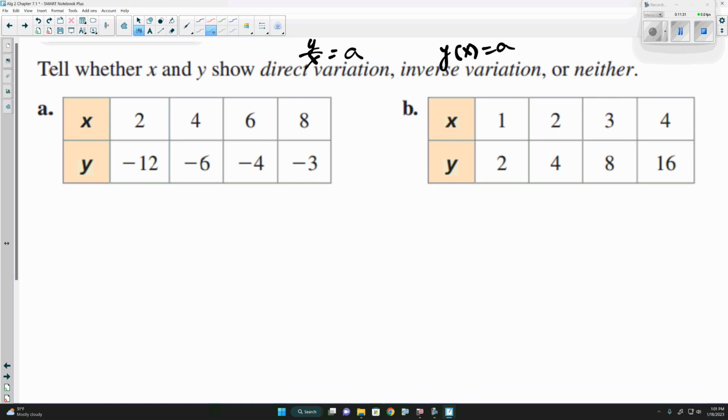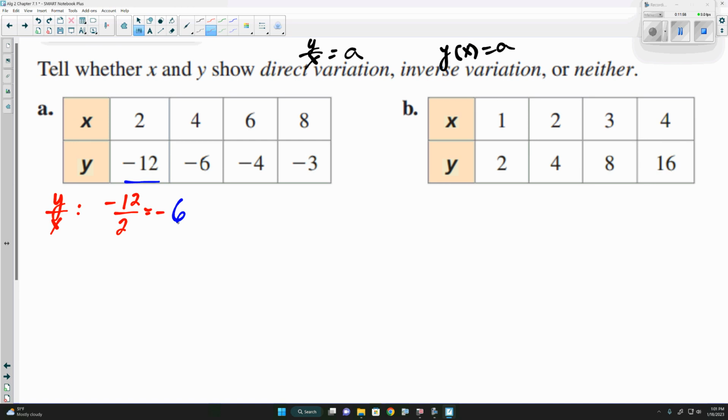So we look at a. We can start off by doing y divided by x, because y divided by x will show us if it is a direct variation. And I always start off with the leftmost one. So we can say negative 12 over 2. Well, negative 12 divided by 2 is negative 6.